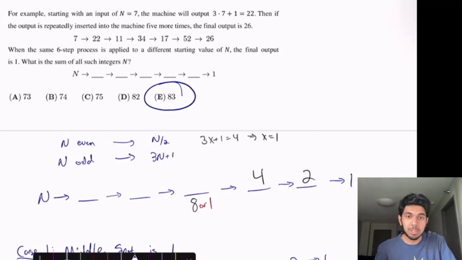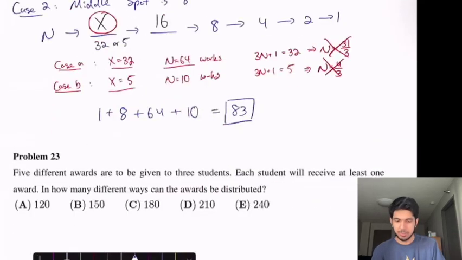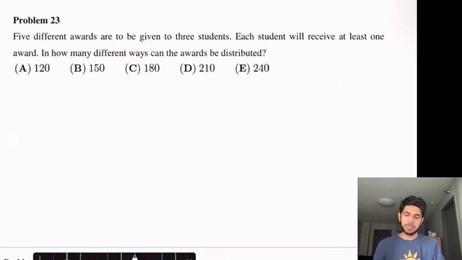What's the takeaway from this question? Very similar to the previous question, where we worked backwards, right? So this is another common theme that we're seeing a lot. Working backwards is often more efficient than working forwards and guessing and checking our way there. So that's that. Let's move on to question 23.